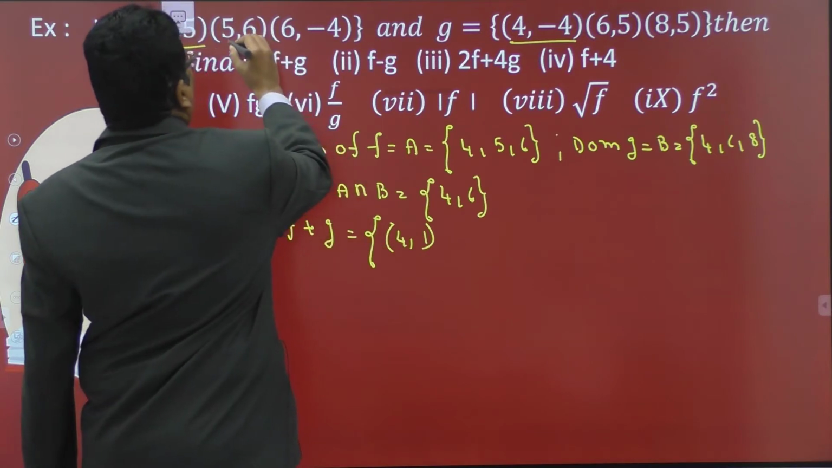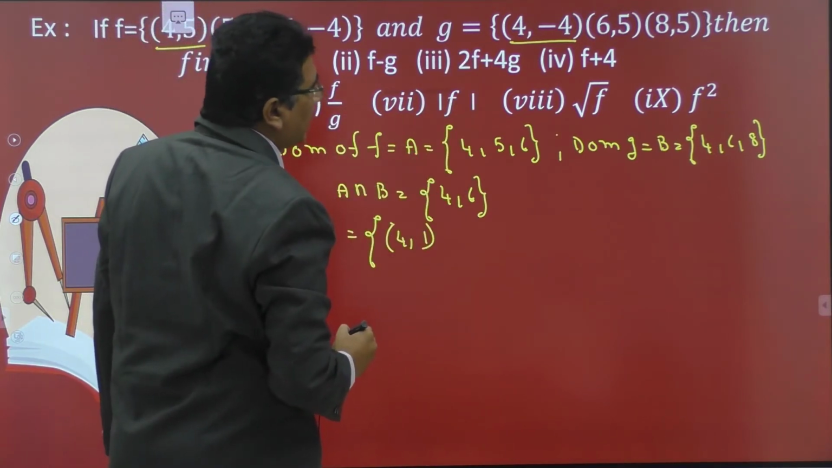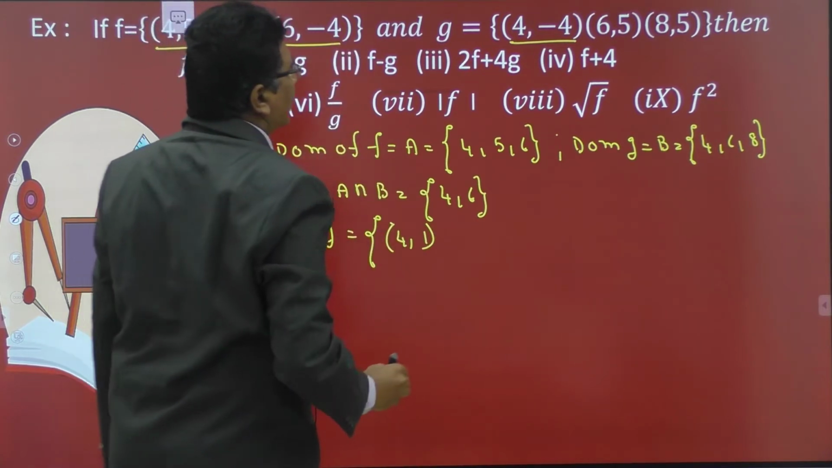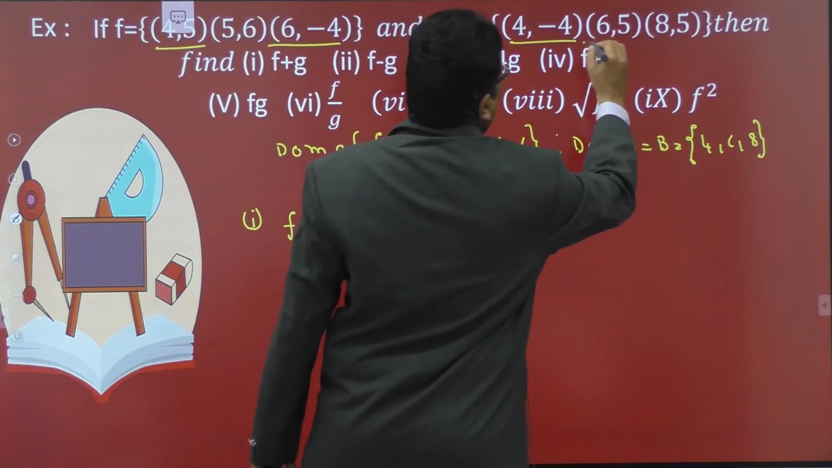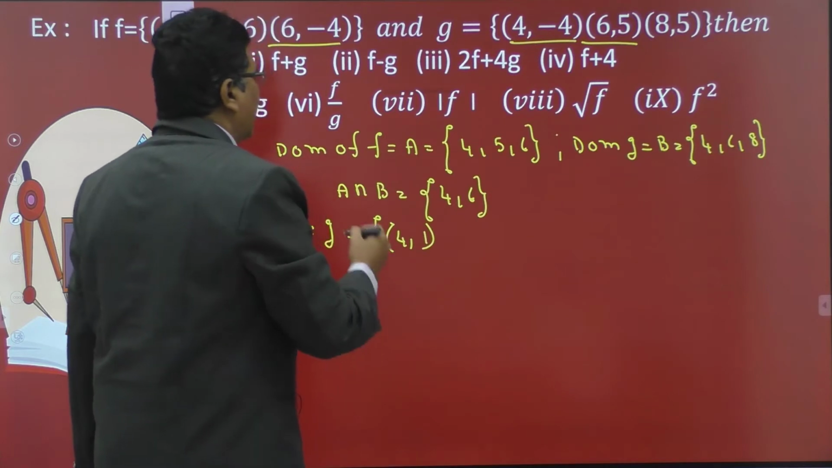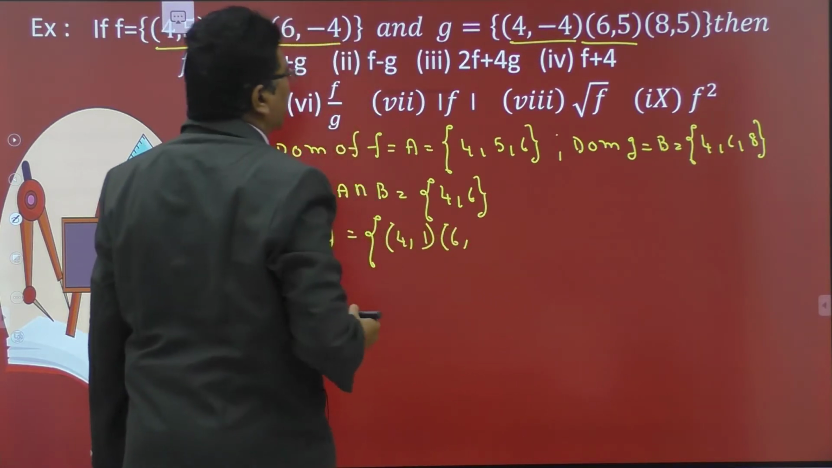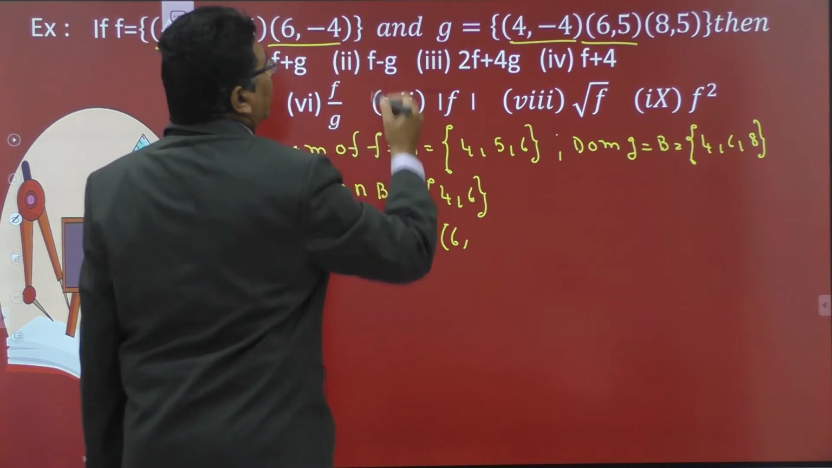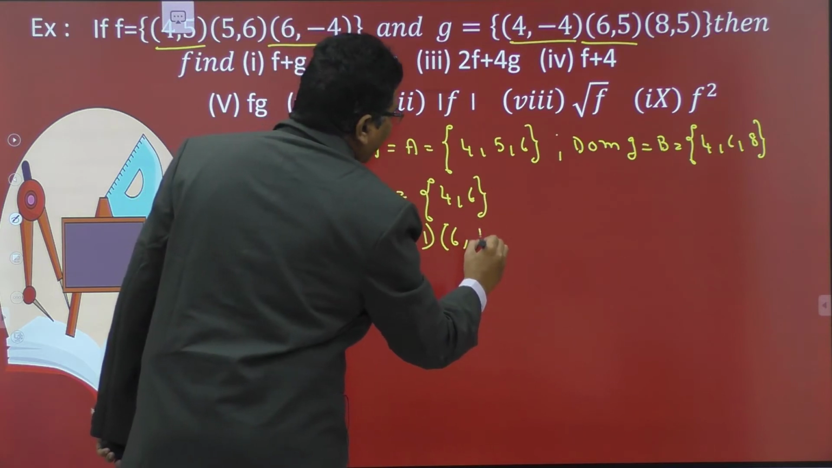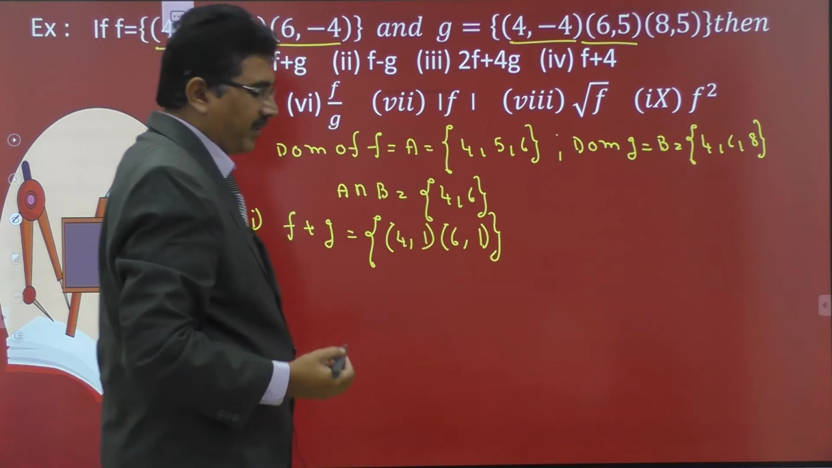Now 5 comma 6, but 5 is not present in g. Now (6, -4) and (6, 5). Adding these two ordered pairs, the first component cannot be changed, that is 6. Now adding the second components, minus 4 plus 5 is equal to 1. This is f plus g.